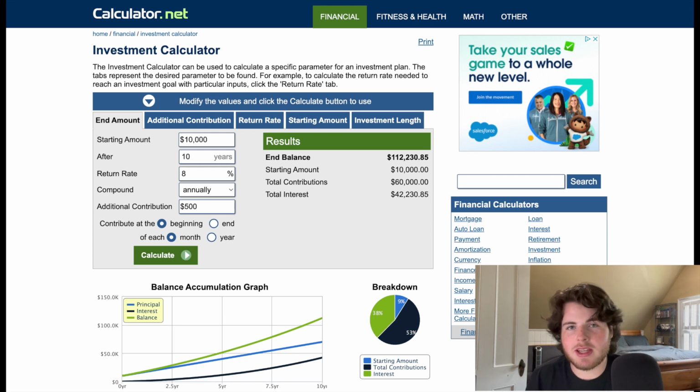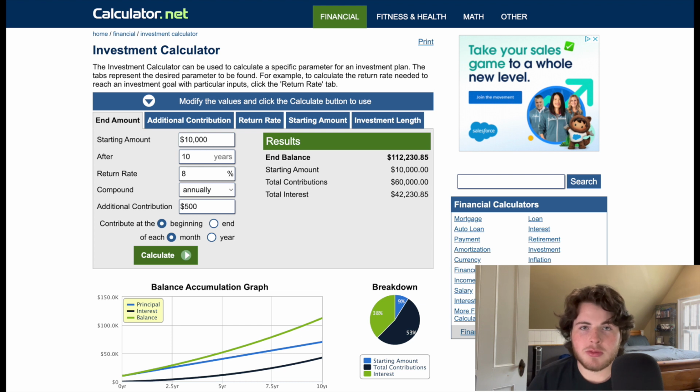I'll have this website linked in the description if you want to plug in your own numbers, but I'm just going to use a base set of numbers to show you how time affects investments. So I'm going to fill out all these things below. Starting amount, I'm going to say $10,000. That's just a random number. You can put whatever you want, but $10,000.